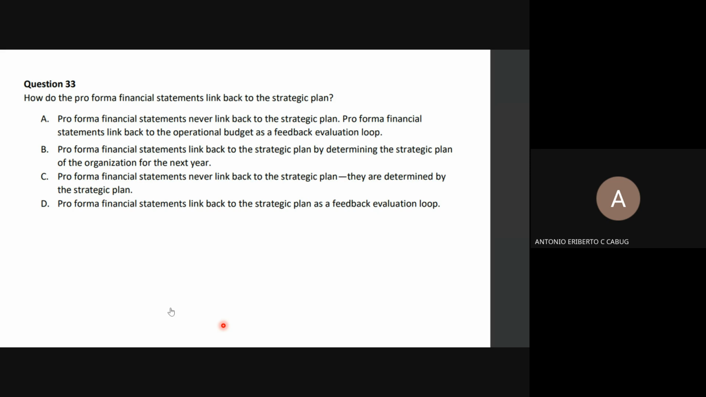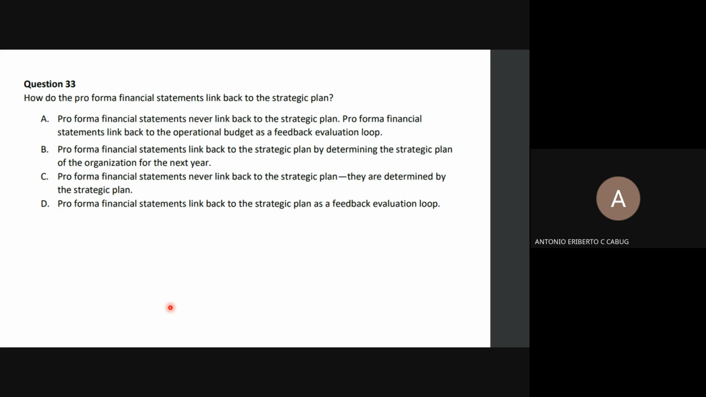How do the pro forma financial statements link back to the strategic plan? You have to remember that everything is connected, right? The preparation of the pro forma financial statements has to mean something to the strategic plan. Otherwise, I'm not going to discuss it in this topic, because this topic is strategic planning.